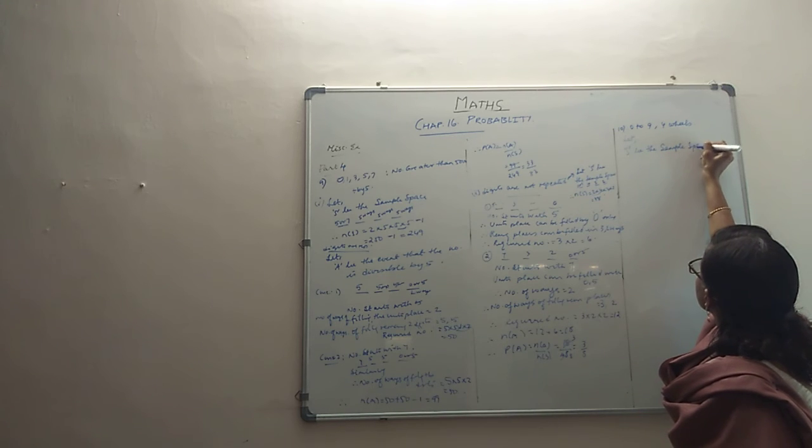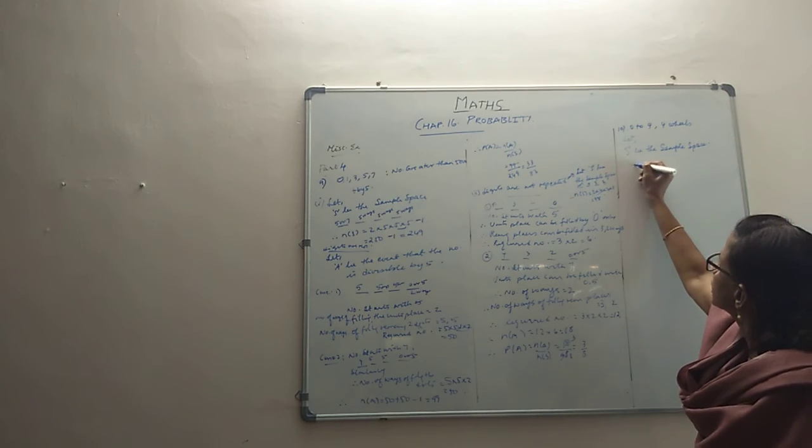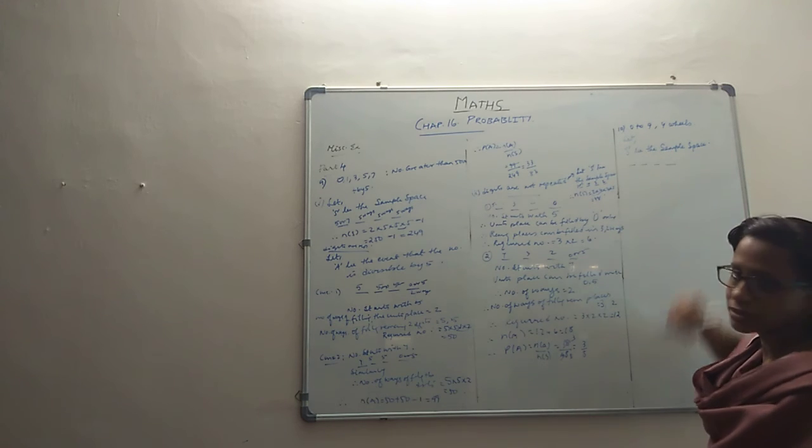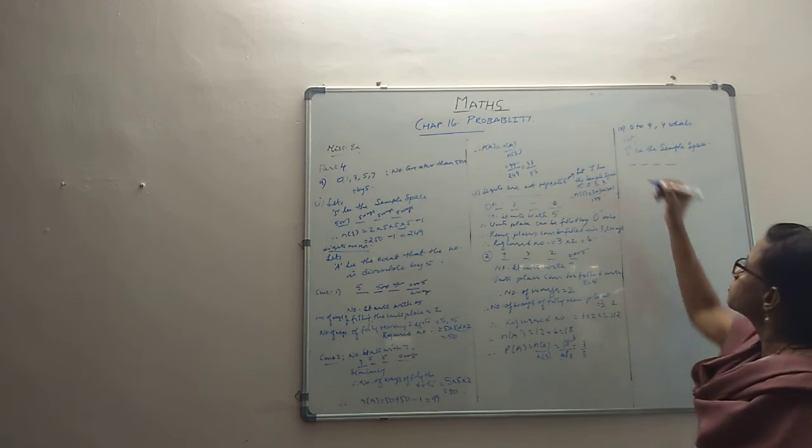Let us be the sample space. So see, if it is a sequence of 4 things, we look at the choices. First place we've got 10 choices.